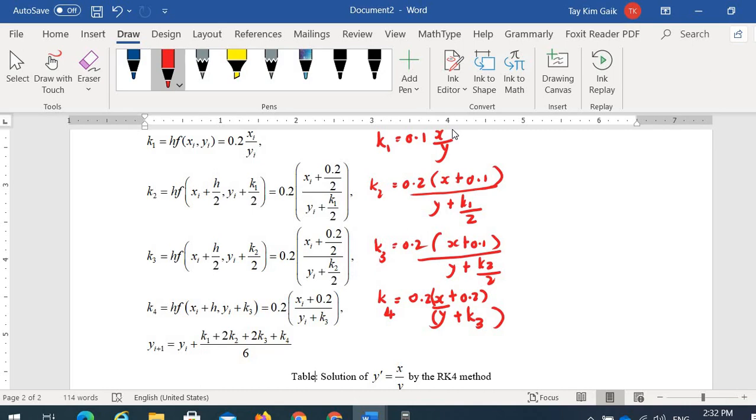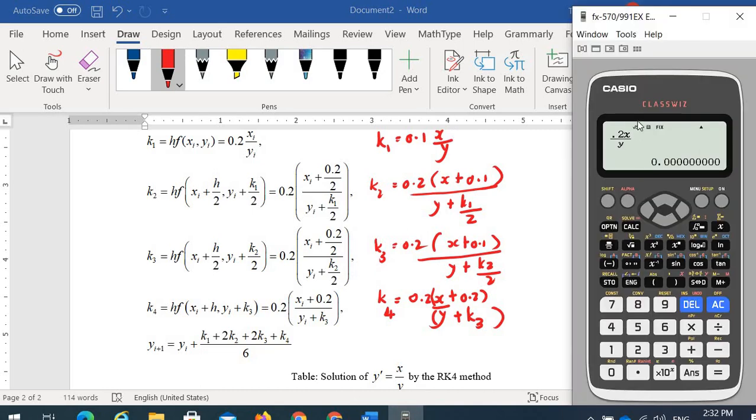Okay, that's why in this video, I'm going to show you how to just use the same formula of K1. Just input one formula for K1, but we are going to calculate for K2. When the calculator asks you for the X value, you press X plus H over 2, which is 0.1 in this case. And for the formula for Y, you press Y plus K2 value, then divided by 2.